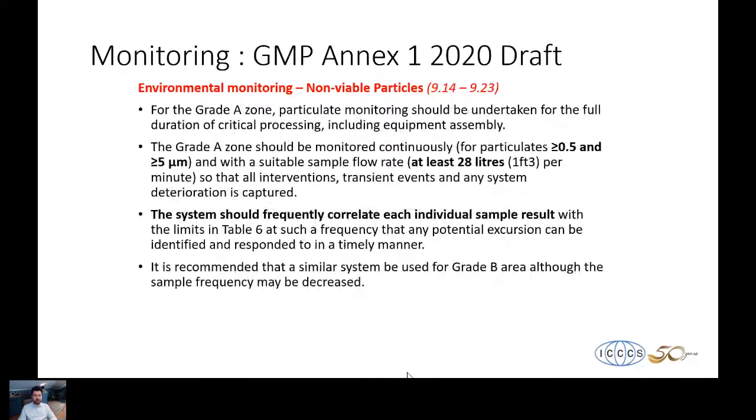Again, the same descriptions apply: grade A zones have to be monitored, with a suitable flow rate of at least 28 liters, if the production itself is suitable for this. And the system should frequently correlate each individual sample result with the limits in table 6, at such a frequency that any potential excursions can be identified and responded to in a timely manner. And again, it's recommended that the same system be installed in grade B, even if your frequency may be decreased.